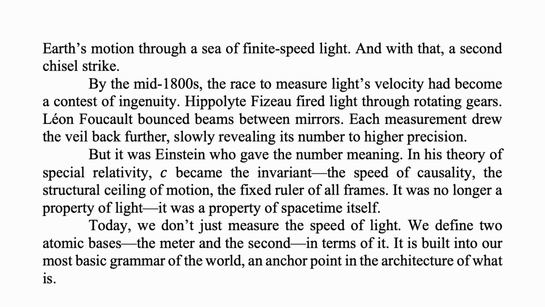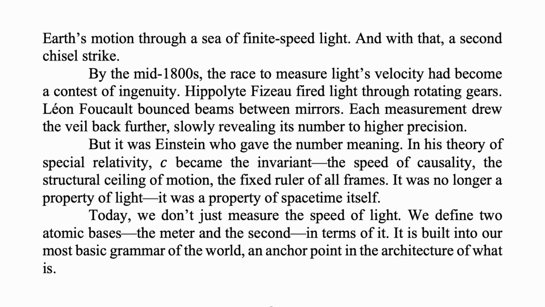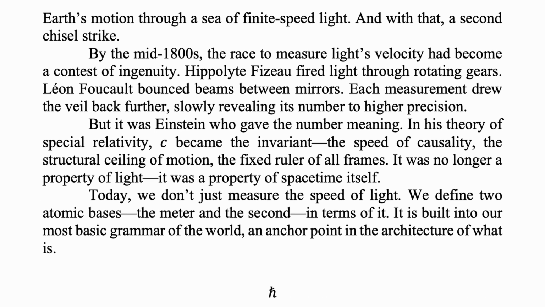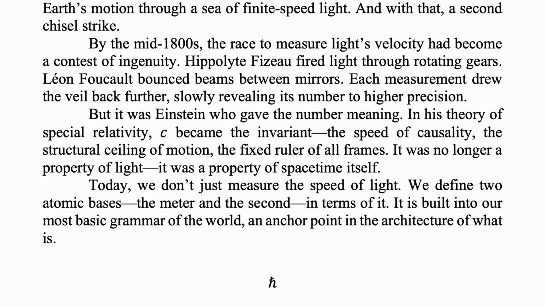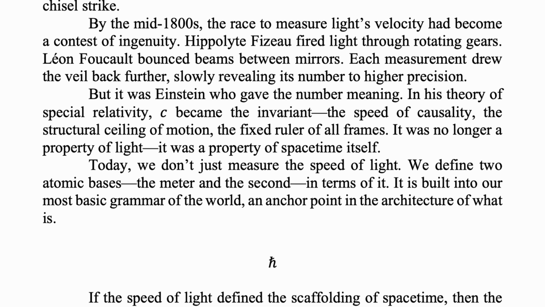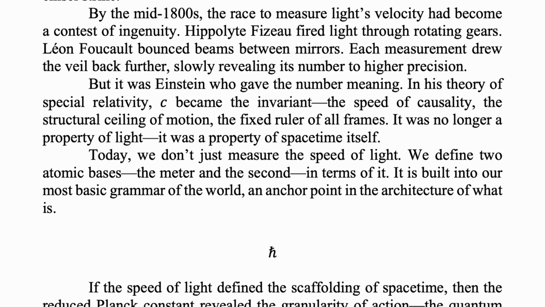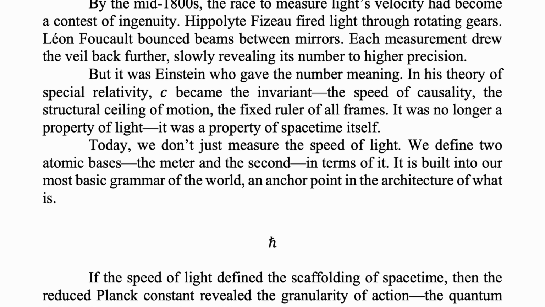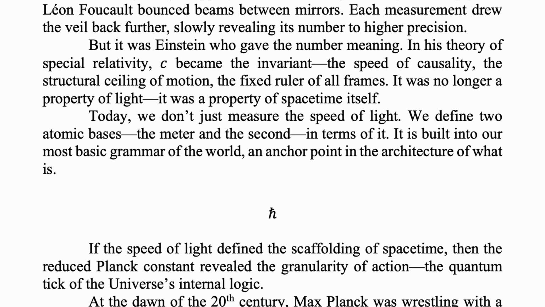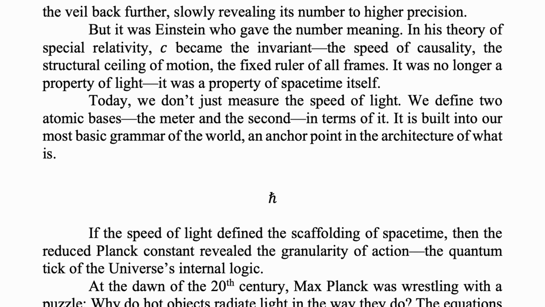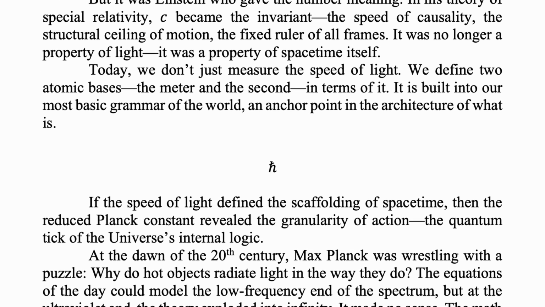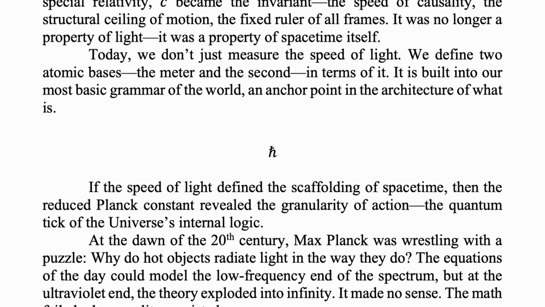But it was Einstein who gave the number meaning. In his theory of special relativity, c became the invariant, the speed of causality, the structural ceiling of motion, the fixed ruler of all frames. It was no longer a property of light. It was a property of space-time itself. Today, we don't just measure the speed of light. We define two atomic bases, the meter and the second, in terms of it. It is built into our most basic grammar of the world, an anchor point in the architecture of what is.